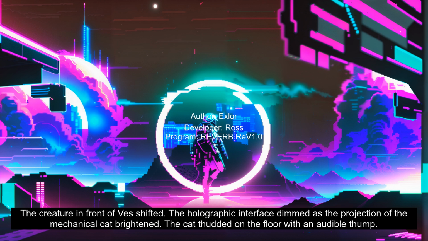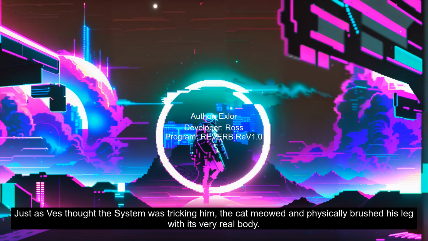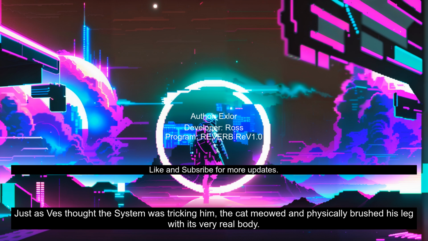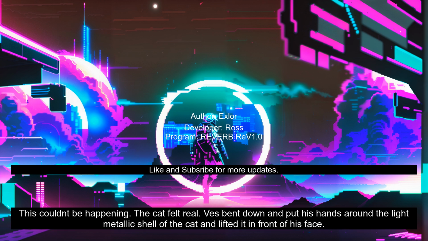The creature in front of Vess shifted. The holographic interface dimmed as the projection of the mechanical cat brightened. The cat thudded on the floor with an audible thump. Just as Vess thought the system was tricking him, the cat meowed and physically brushed his leg with its very real body. What? This couldn't be happening.